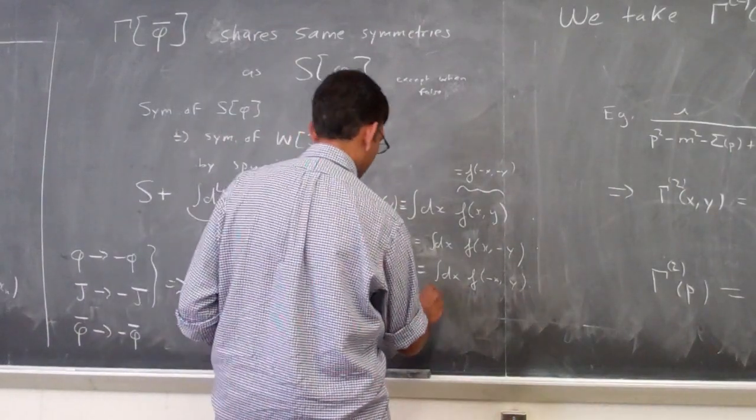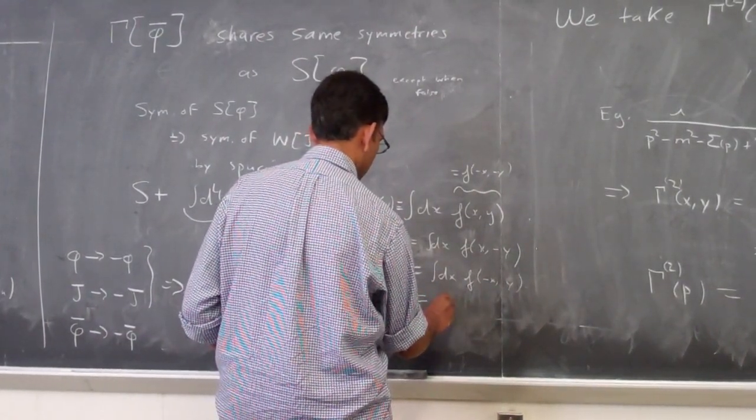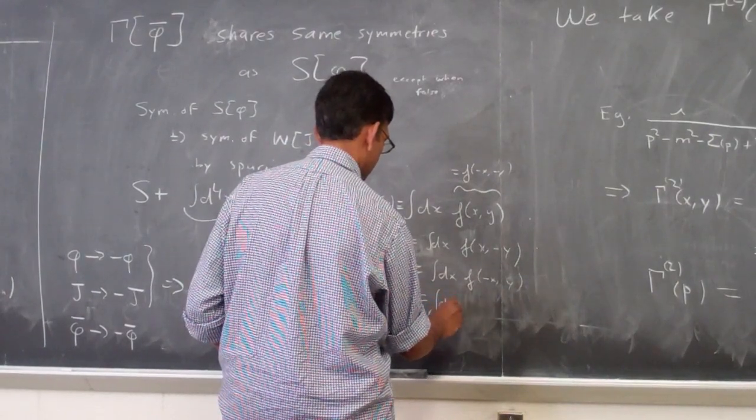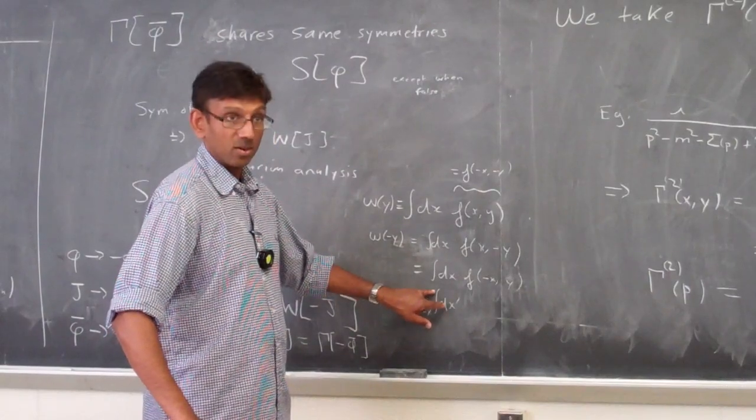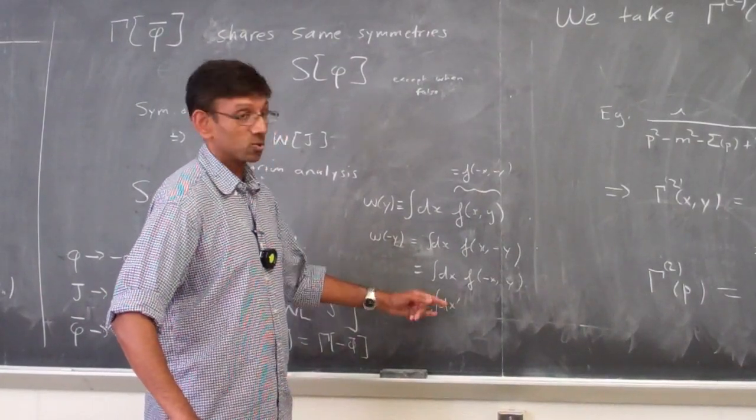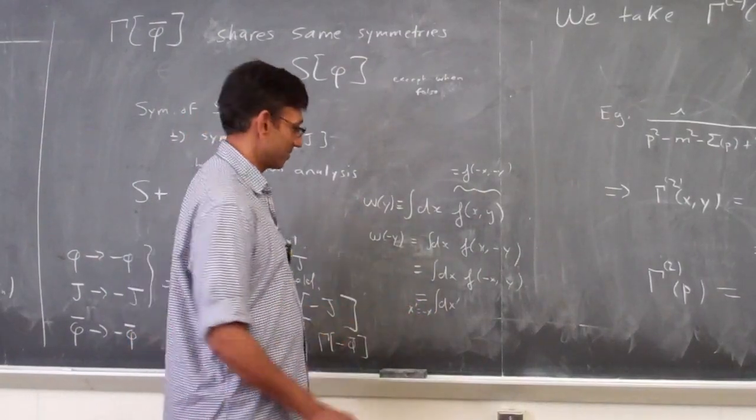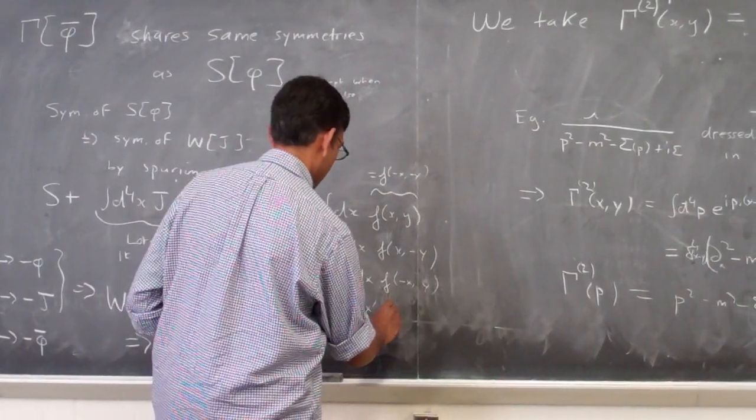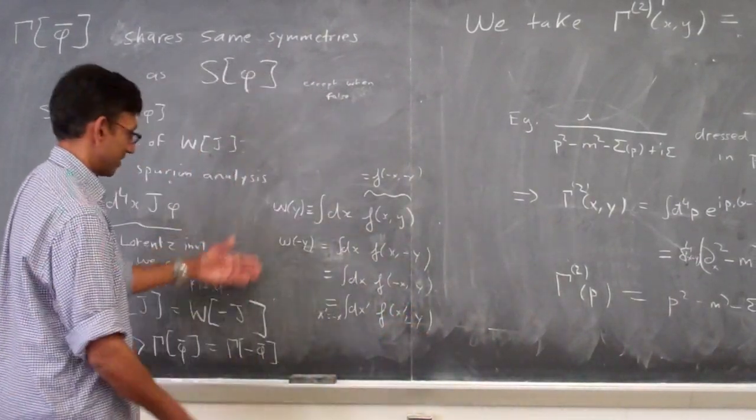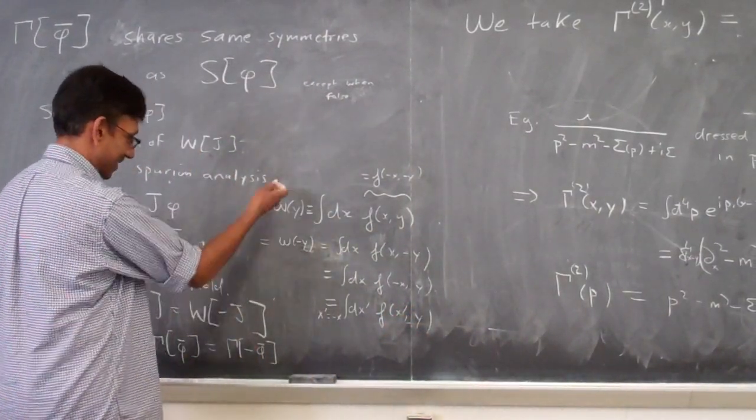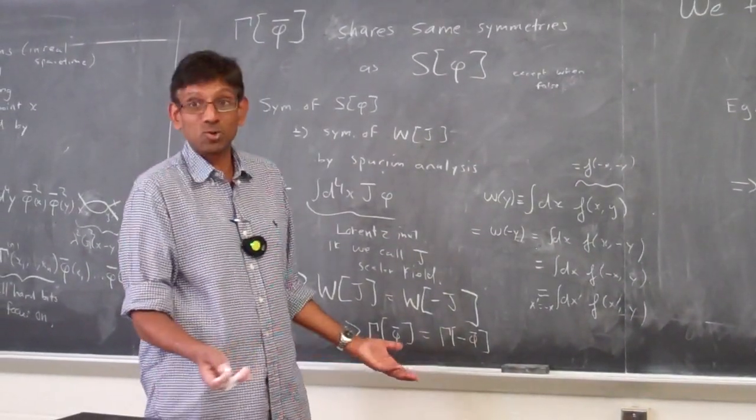And now I will set x prime equal to minus x. And then I'll get an integral dx prime. The Jacobian is minus 1, but then I have to interchange the limits, minus infinity to infinity, right? So I get f of x prime and y. So these two will be equal. Great. This is, at the functional level, the same story.